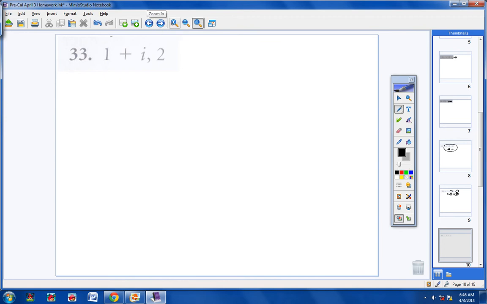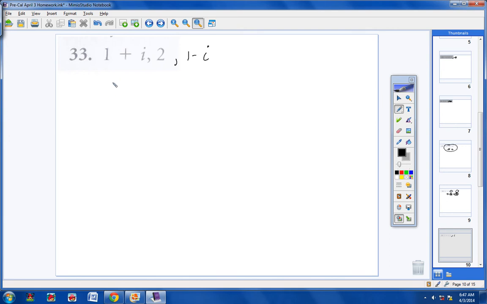Numbers 33, 37, and 41. The directions say find a polynomial function of lowest degree, and they've given us some zeros to use. Now, first of all, you have to go through and always check. There might be some missing zeros. For example, here's a rational number, and I don't care about that. But here's an imaginary number, and I know if 1 plus i exists, then also 1 minus i exists. So there's the 3 zeros you're going to have to use when you write your polynomial function.